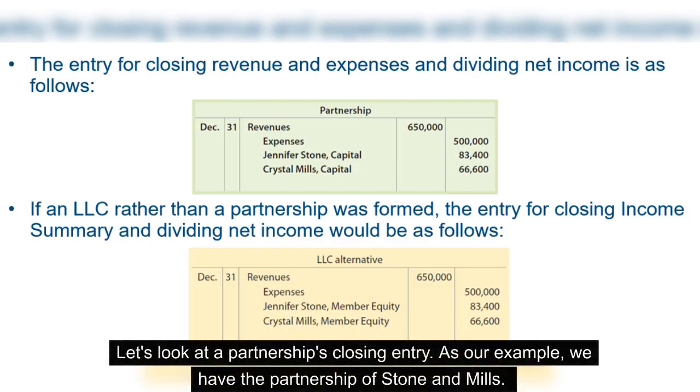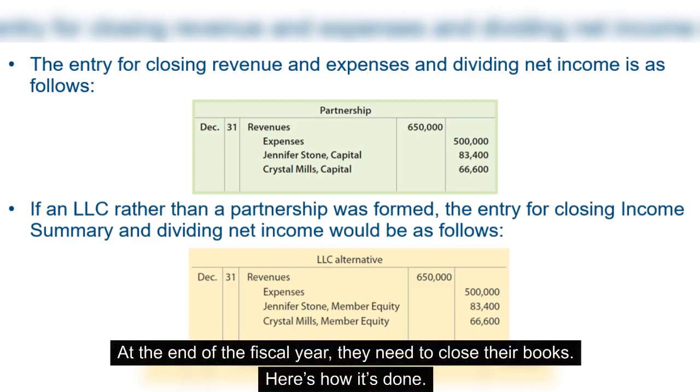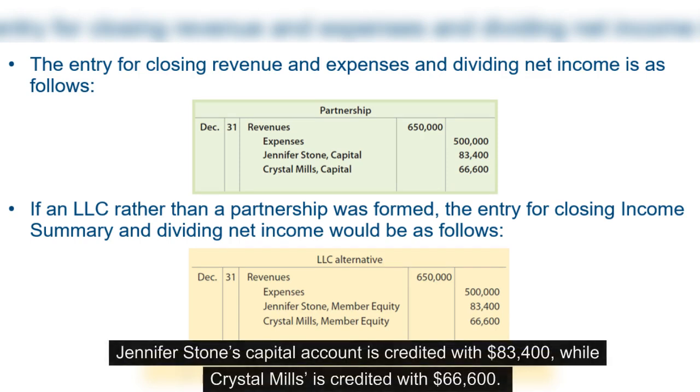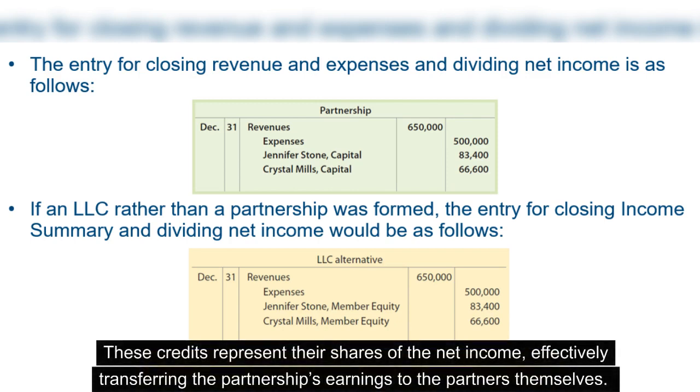Let's look at a partnership's closing entry. As our example, we have the partnership of Stone and Mills. At the end of the fiscal year, they need to close their books. Here's how it's done. Jennifer Stone's capital account is credited with $83,400, while Crystal Mills is credited with $66,600. These credits represent their shares of the net income, effectively transferring the partnership's earnings to the partners themselves.